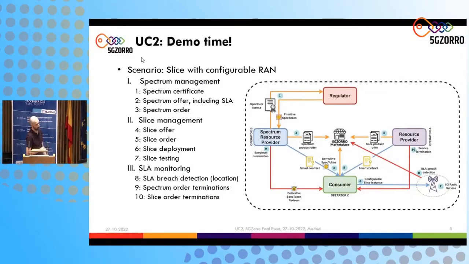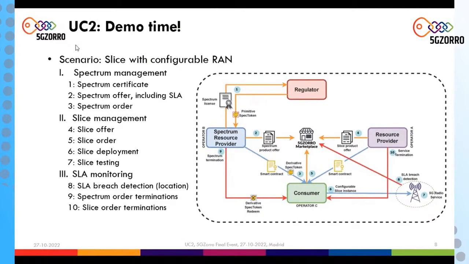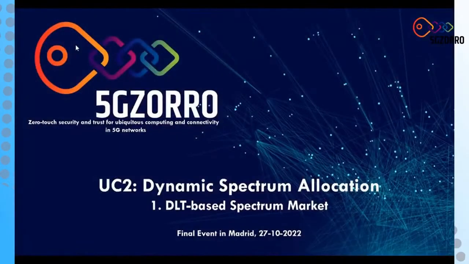And finally, the part of SLA monitoring, where we will emulate an SLA breach based on location, without moving the real hardware. It's emulated to avoid going to Barcelona with the radio. And also, we will show how we terminate the spectrum and the slice. Also, let me remark that this testbed was done in Barcelona with real 5G hardware and UEs, radio, and core. So it's time for the videos.